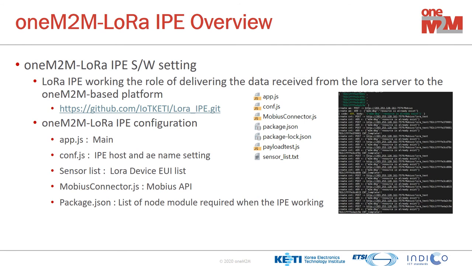So now we are going to explain how the LoRa IPE is composed. In the project, when you get the source code from the repository, there are several files, including app.js, where we are going to explain how we handle uplink or downlink messages. In the conf.js, there are all the configurations and the sensor list. You need to put the device EUI list in that file, because this is just simple source code for our small deployment, but you should have your own device deployments.